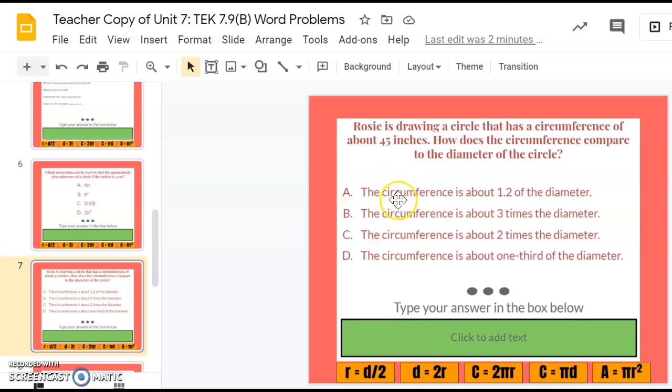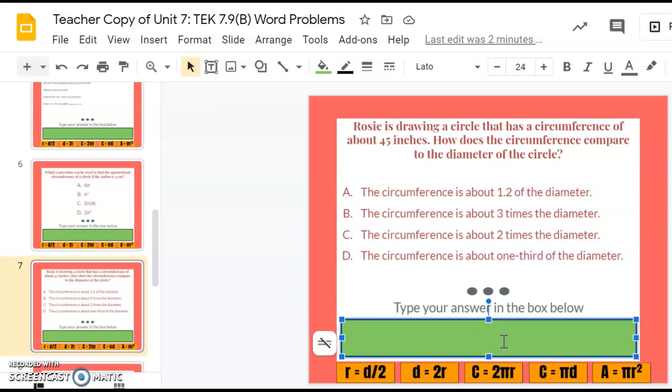At that point, you will be able to deduce or remember what it is when it comes to the circumference and diameter and how they compare. Then you're going to write your answer, A, B, C, or D, right down here.